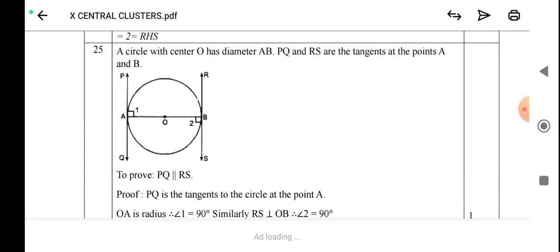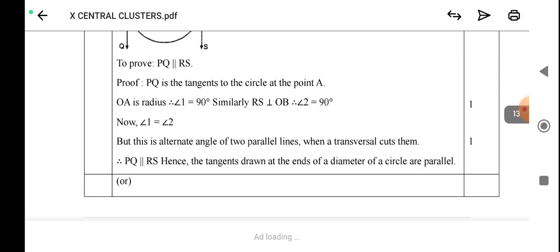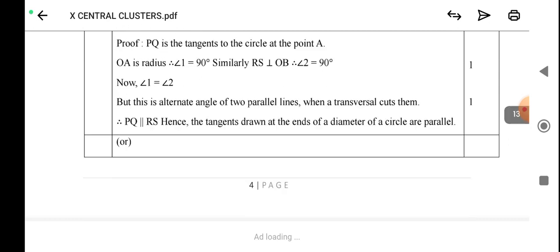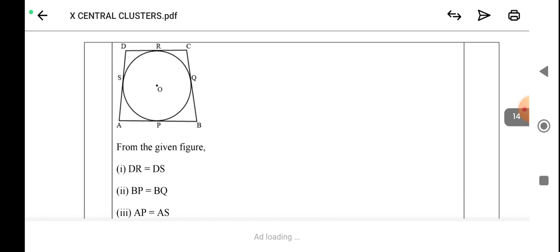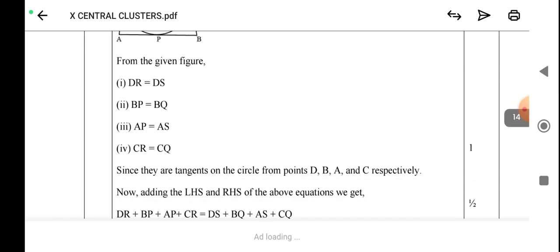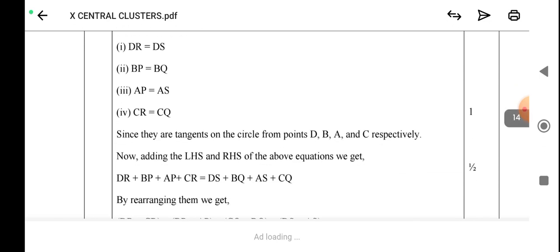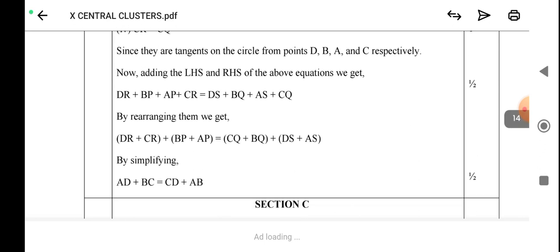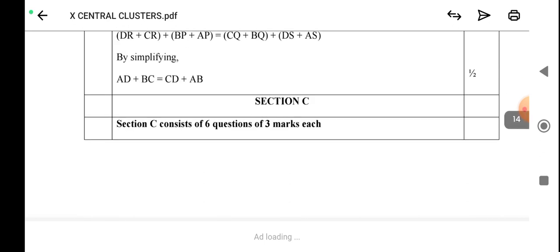25th question. Both things we have to prove. This is also a book question only, children. Go through it. So exercise 10.2, eighth question, this is repeated. AB plus CD equal to AD plus BC. That model only.